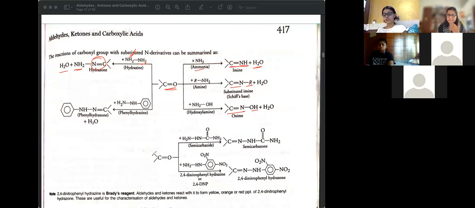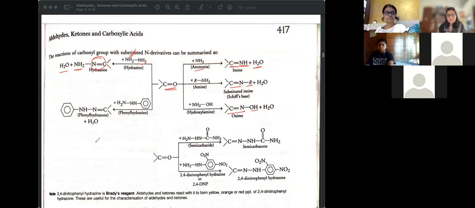Ma'am, if we don't have two hydrogens, then this reaction will not take place. The first step, addition, will happen depending on what the other thing is. But then it might stop, or the elimination might not take place. Yeah, elimination might not take place depending on what you have there. So this is the set of reactions.